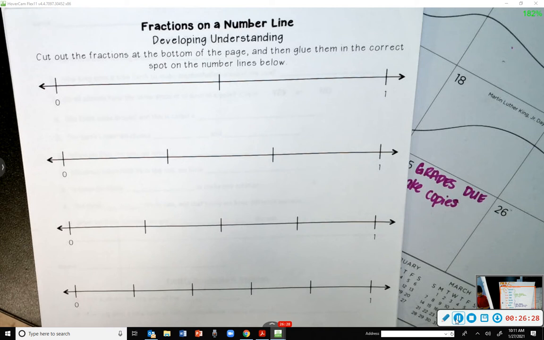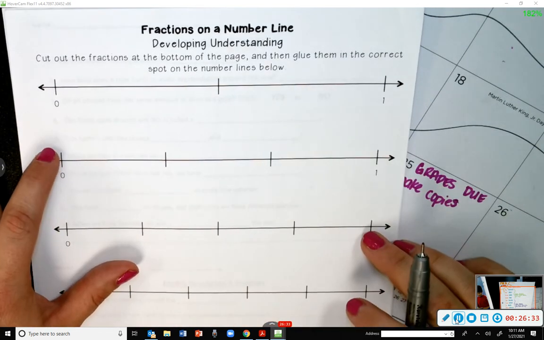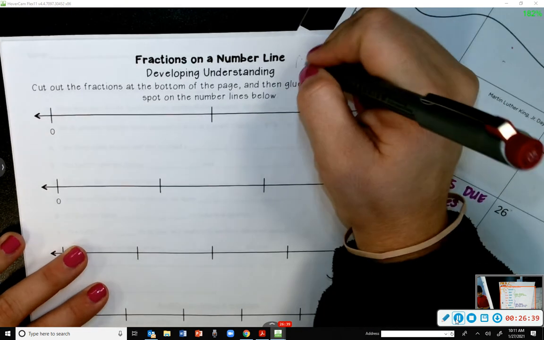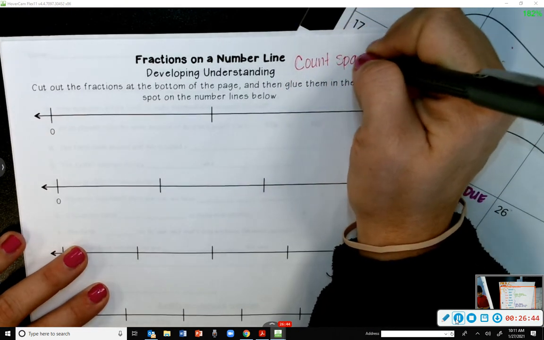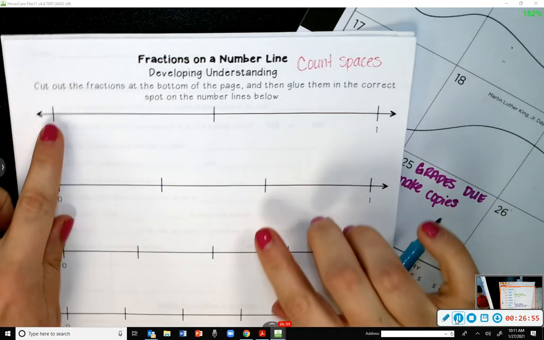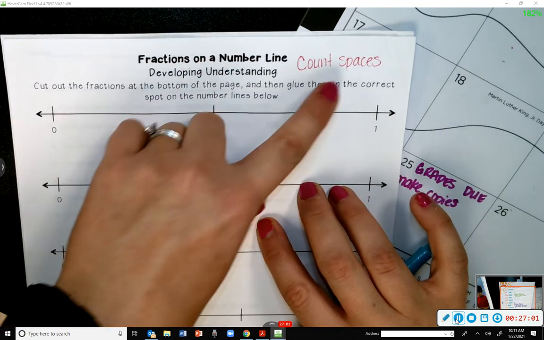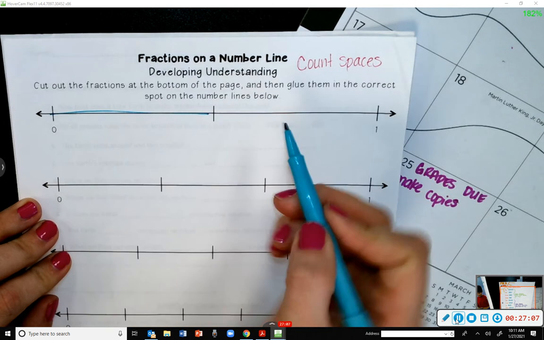So who can tell me again, what are we going to do on this first one to figure out what our denominator should be? Evangeline? Count the spaces. And why don't we want to count the lines? Because sometimes we'll count the first one as a line. Good. I want y'all to get in the habit of saying spaces instead of lines, because sometimes people like to count the beginning. So if we did that, we would say 1, 2, 3, and that's not right. So if I count the spaces, there's 1, 2.